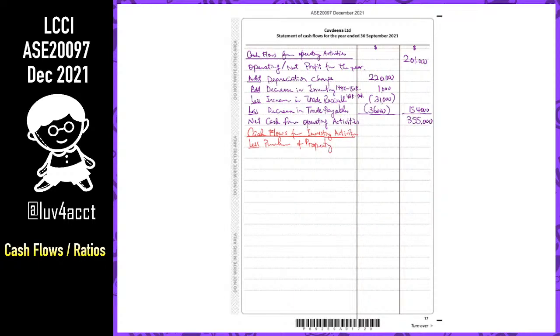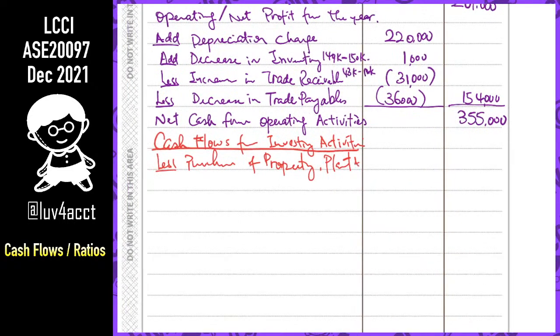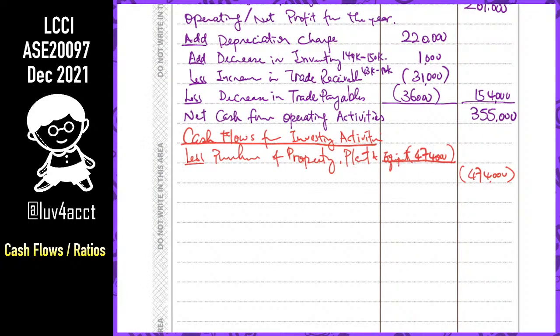Property, plant, and equipment. Okay, so 474,000. Okay, and total we have 474,000. Okay, you have to give the item and the total, even though there's only one item. Net cash used in investing.